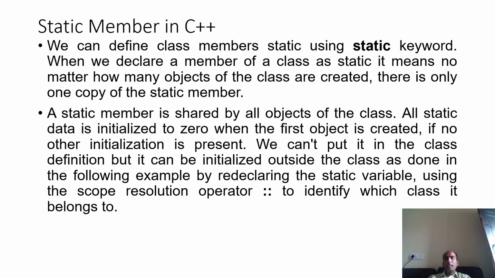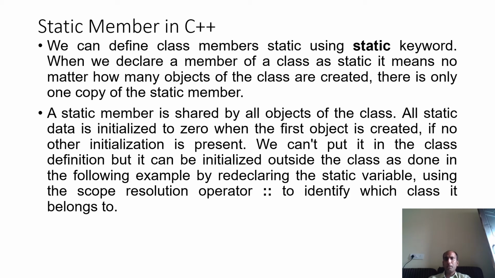So what I have written: we can define a class member as static using the static keyword. When we declare a member of a class as static, it means no matter how many objects of the class are created, there is only one copy of that static member. The static member is shared by all the objects of the class. All static data is initialized to 0 when the first object is created, if no other initialization is present. We cannot put it in the class definition, but it can be initialized outside the class as done in the following example.